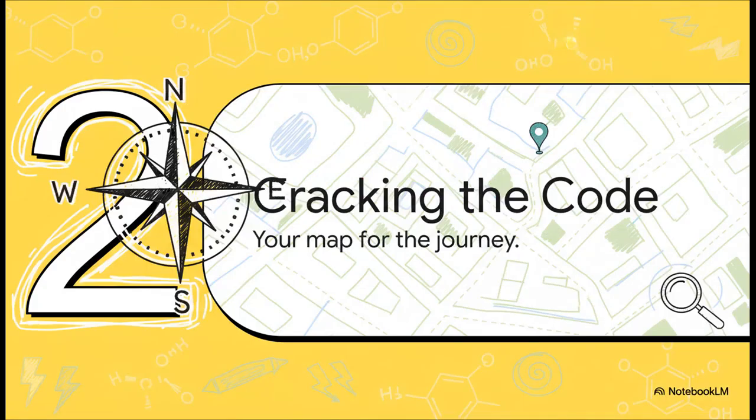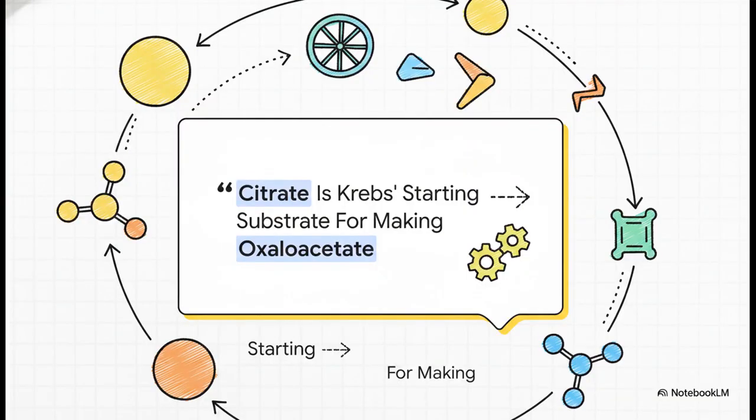All right, this is where the magic happens. This is the part that's going to make this whole thing feel, well, easy. Instead of trying to brute force memorize 8 ridiculously long chemical names, we're going to use a simple map, a little memory trick that'll be our guide for the whole journey. And this is it. This one sentence is your golden ticket. Citrate is Krebs' starting substrate for making oxaloacetate. See how that works? The first letter of each word stands for one of the key molecules in the cycle, in the right order. This sentence is going to be a roadmap.